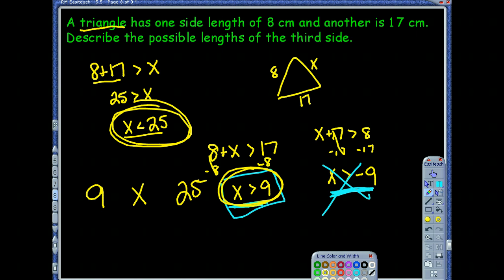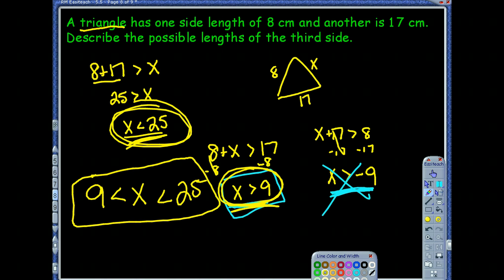So I know that you're comparing x to 9. X is greater than 9, so that means 9 has to be less than x. Right. Again, thinking the alligator eats the bigger number. And then x is less than 25. So x has to be a number between 9 and 25.